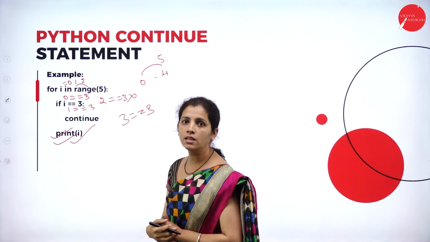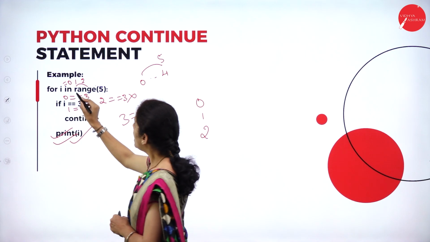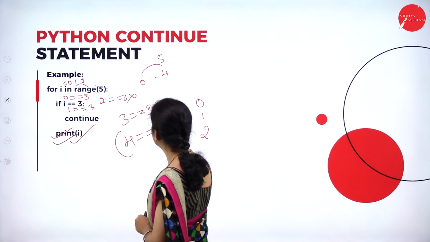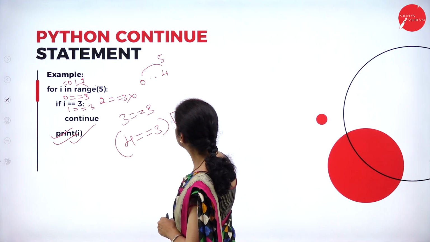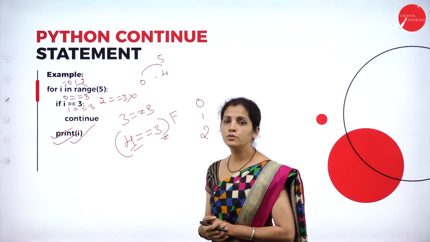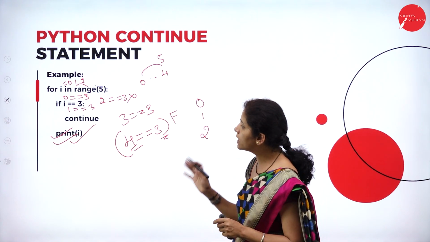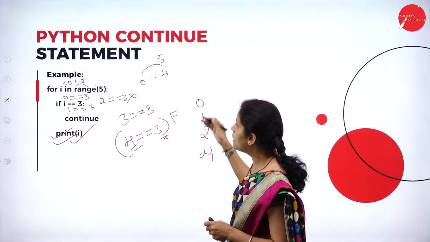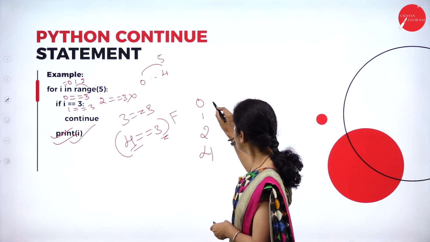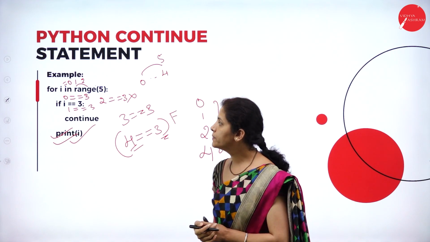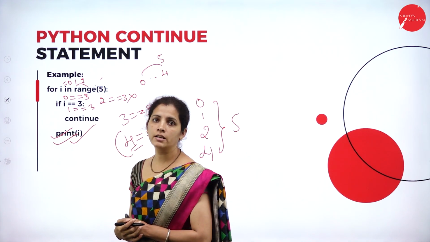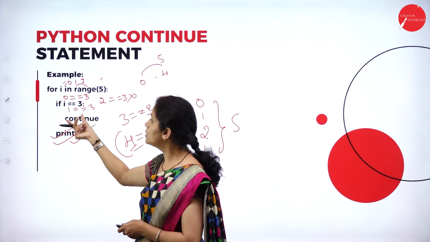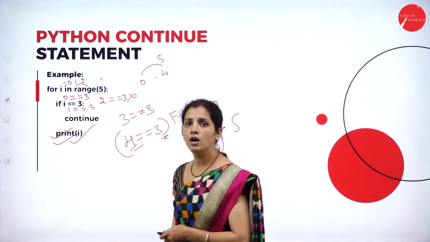Now, range is going to return the value 4. i is 4. 4 equal to 3. Is the condition true or false? It is false, because it is 4 and this one is 3. So, 4 is not equal to 3. The condition is false. So, I'm going to print 4. Now, how many iterations are over? 5 iterations are over. Now, the range function returns the value 5, but here the condition fails. So, the control comes out of this for loop.